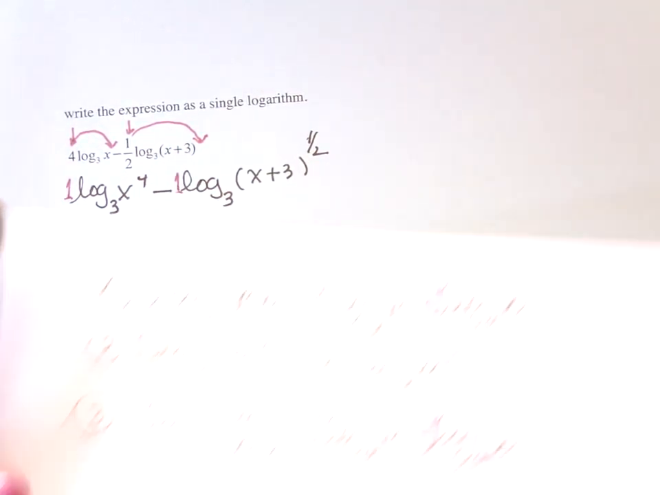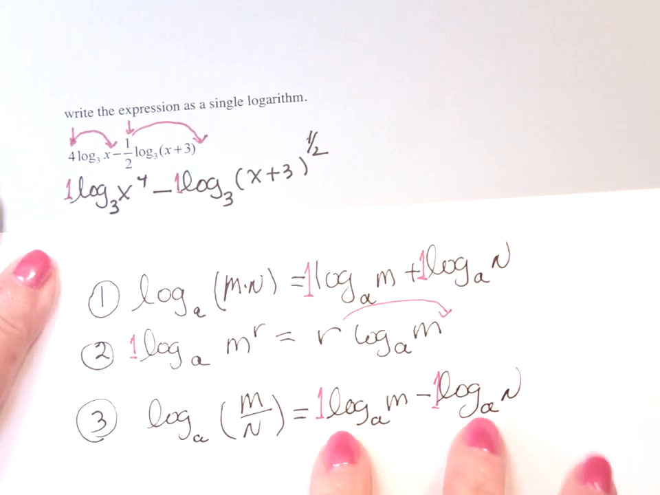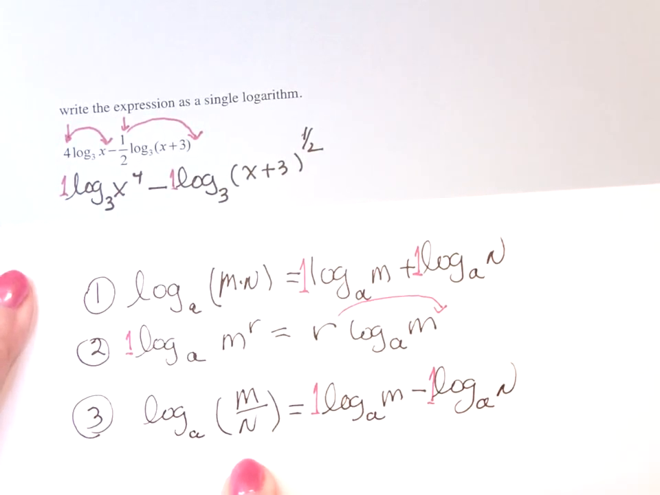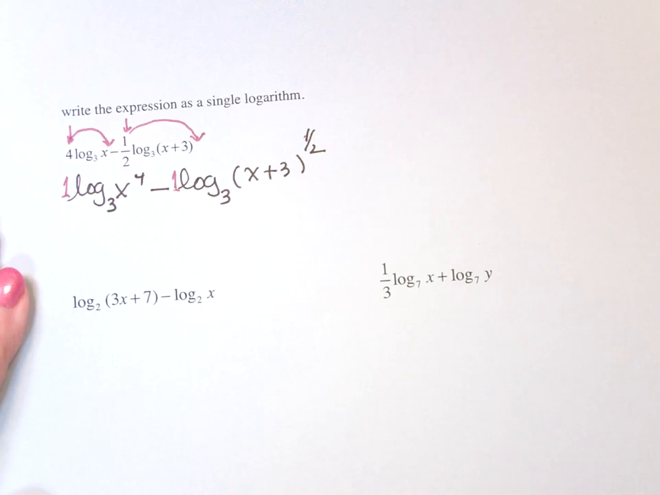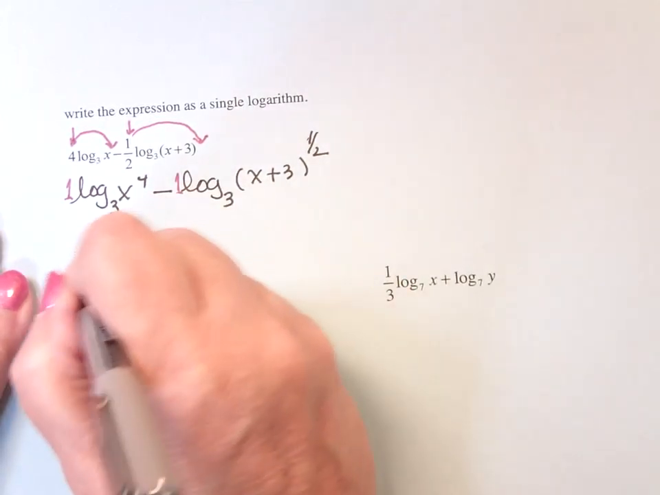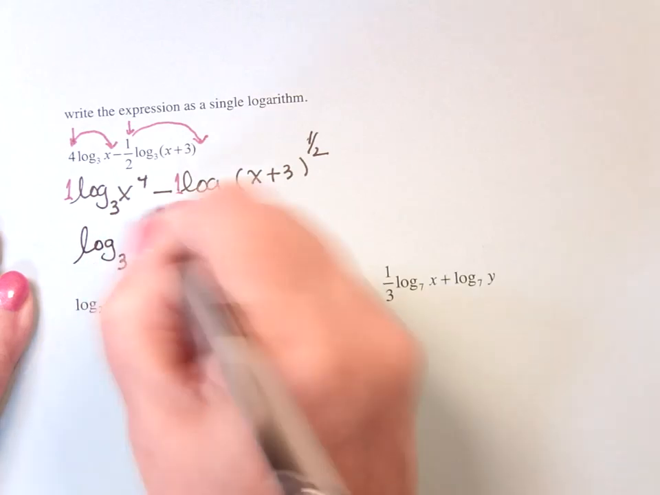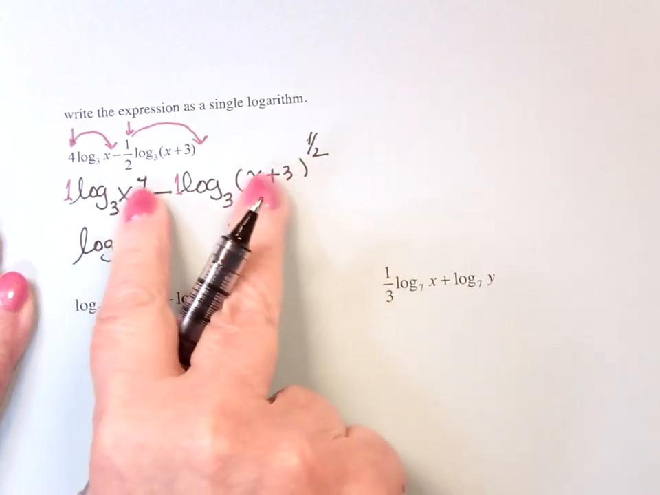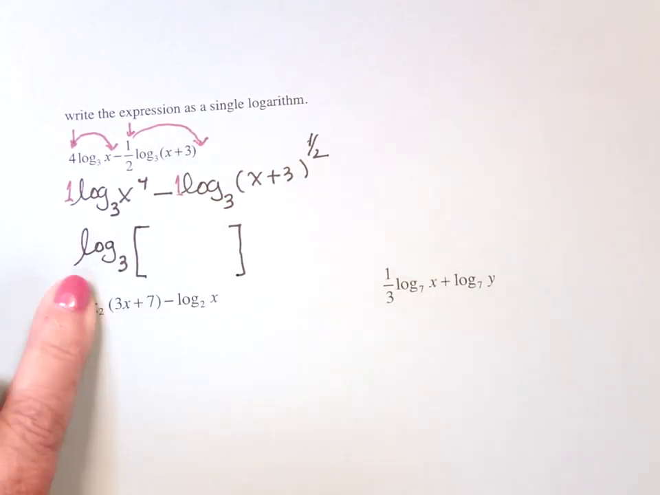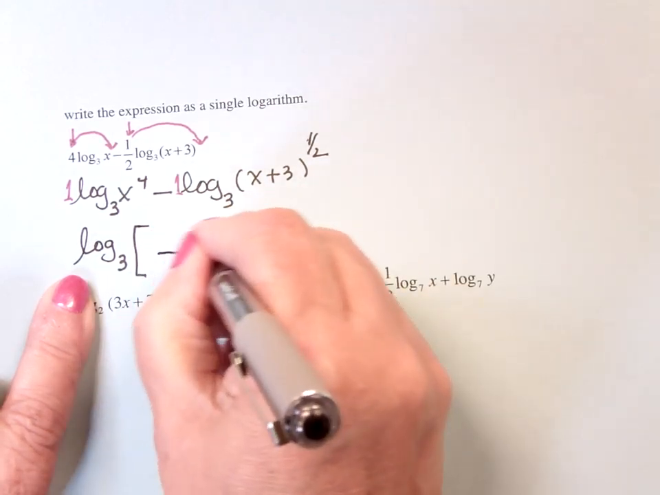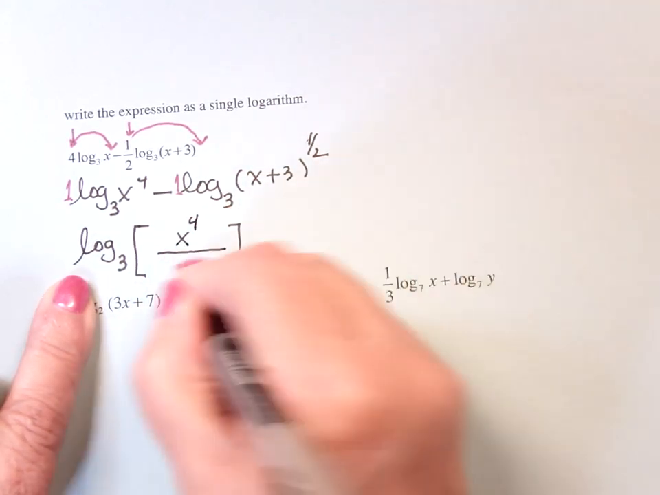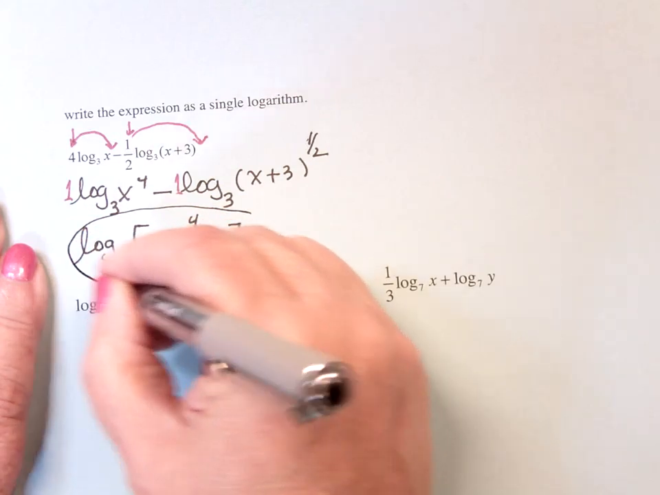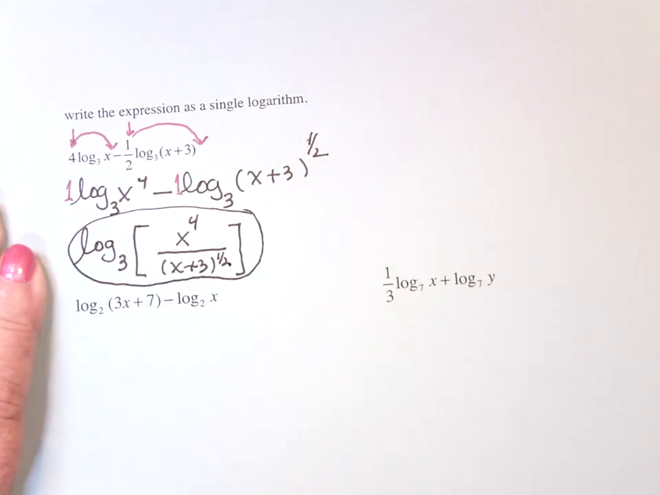So now you can use property 3, which says if I have a difference, it becomes a quotient, or a division. In order for me not to make a mistake, which I can easily, I set myself up, and I can use either parentheses or brackets, it doesn't matter, because I'm bringing it back as a single logarithm. The logarithm is going to be a quotient, x to the 4th over x plus 3 to the 1/2. Now you can write that as the square root of x plus 3 if you want, or just leave it that way.